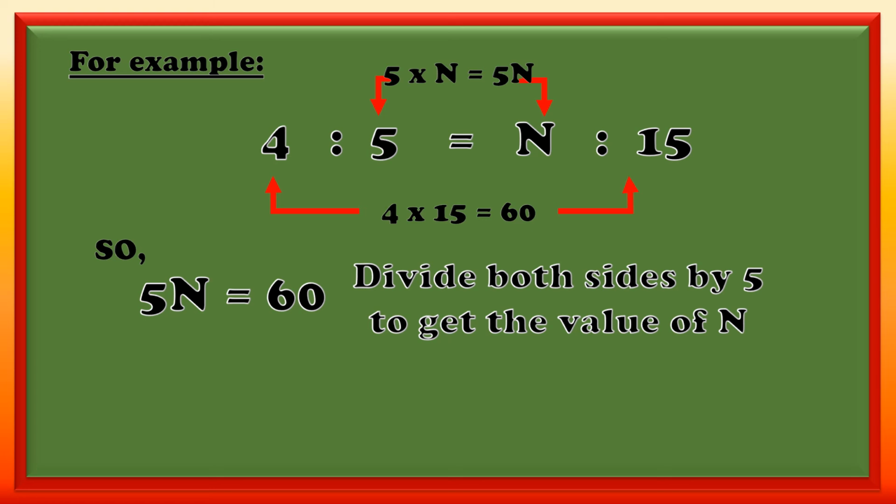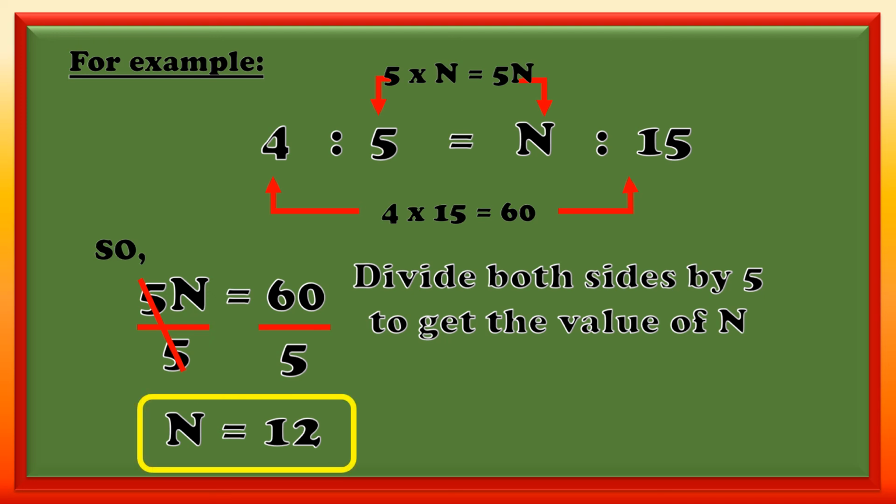Okay, now to get the value of n, we just divide both sides by 5. So 5n divided by 5 and 60 divided by 5. And then we just cancel 5 here. So we have n is equal to 60 over 5. Okay, now if we divide 60 by 5, our n is equal to 12. Okay, so again, the value of n is equal to 12. Did you get that? Okay.